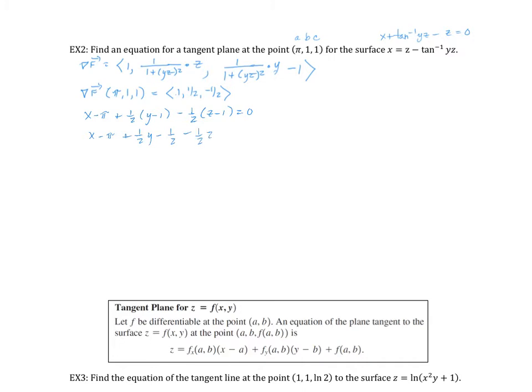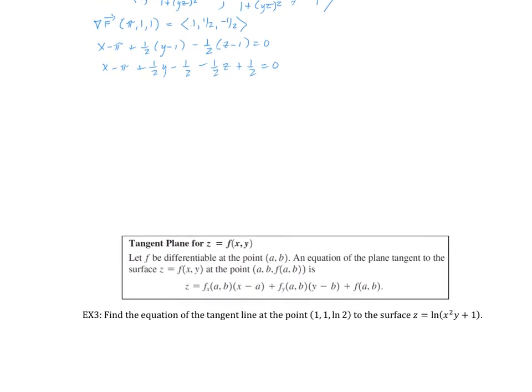I always put a line through my z's because my 2's and my z's look the same. All right, so it looks like this is going to be x plus 1/2 y minus 1/2 z equal to pi.